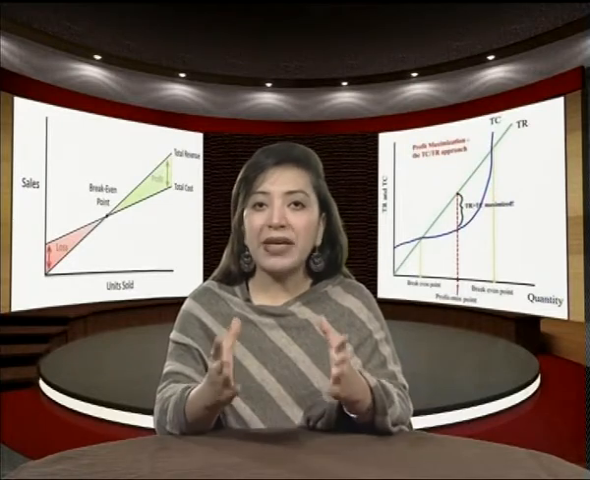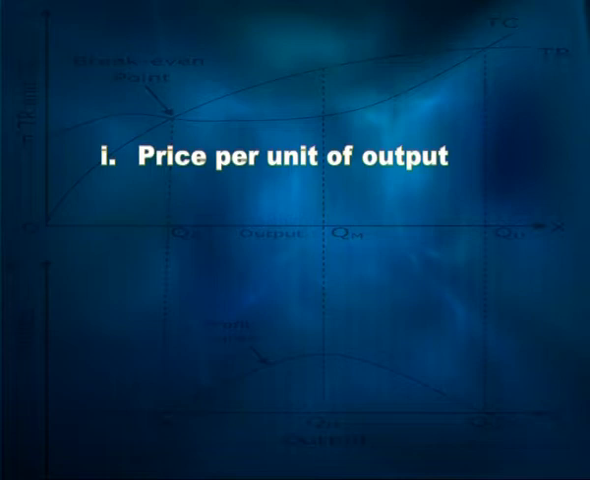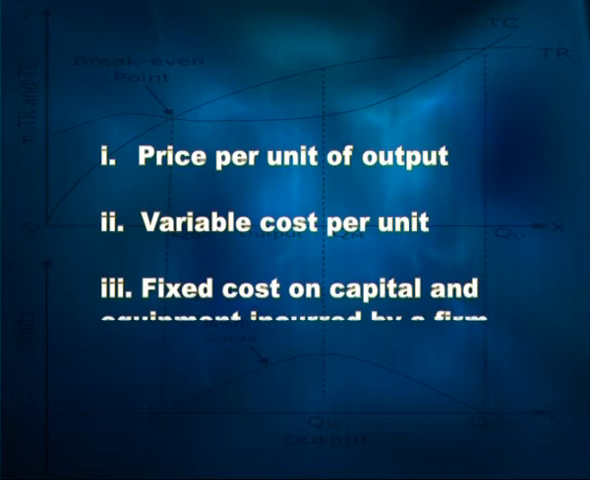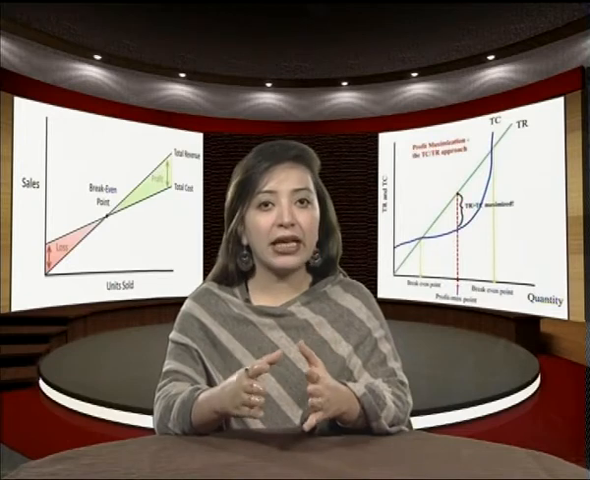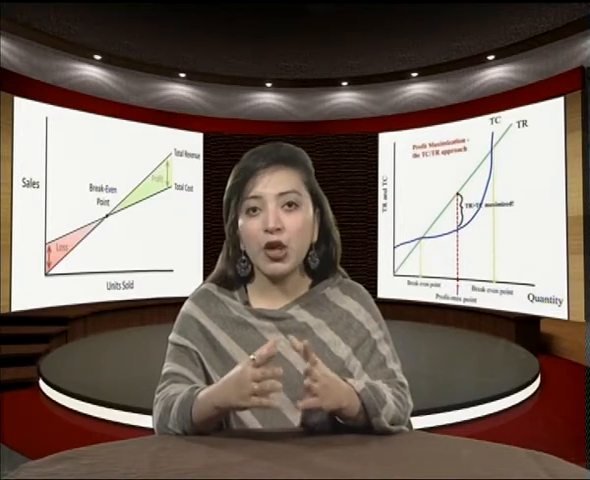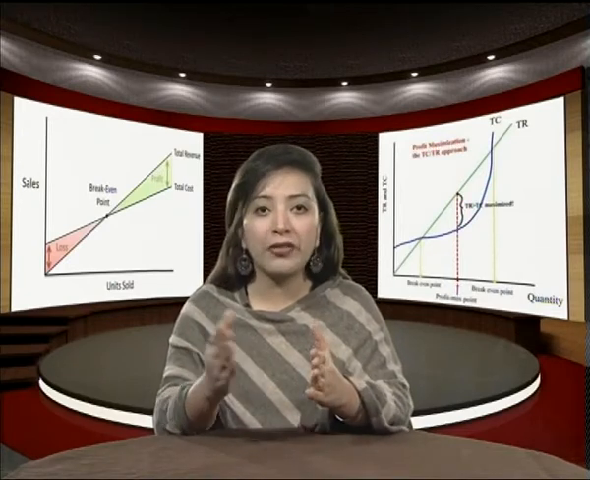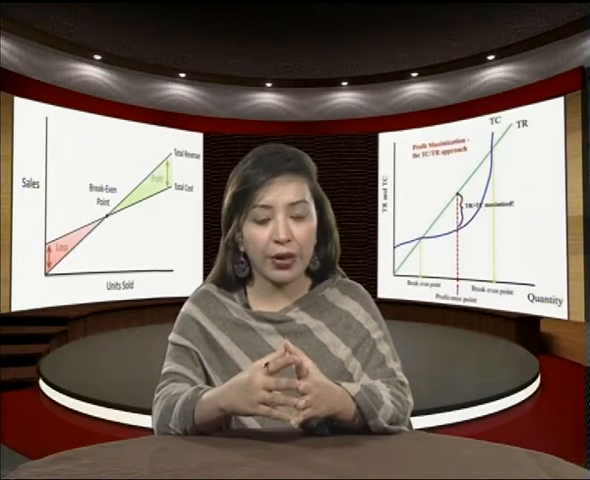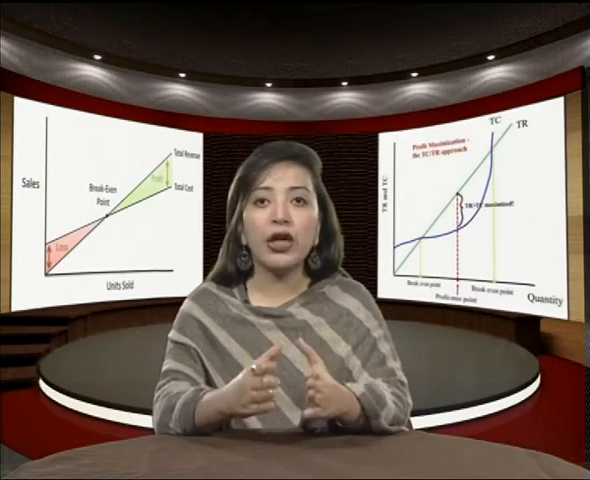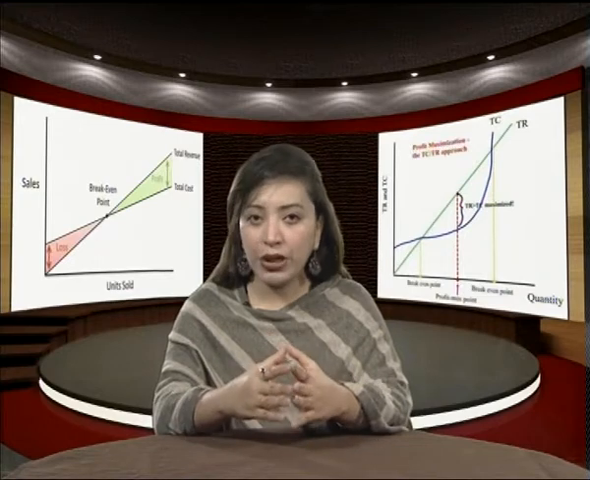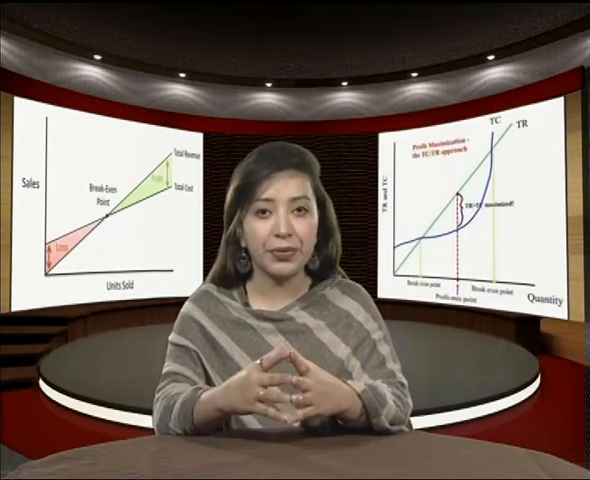Break-even depends on the following 3 factors. First, price per unit of output. Second, variable cost per unit. Third, fixed cost on capital and equipment incurred by a firm. Firms often analyze the effect of changes in any one or more of the above variables on the break-even output.